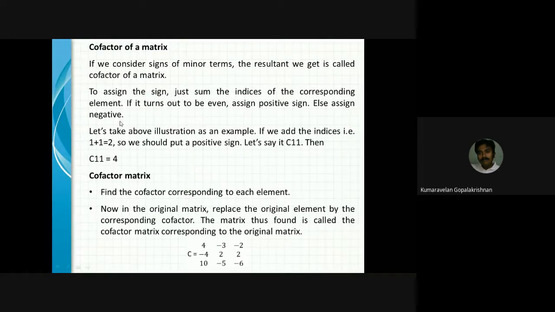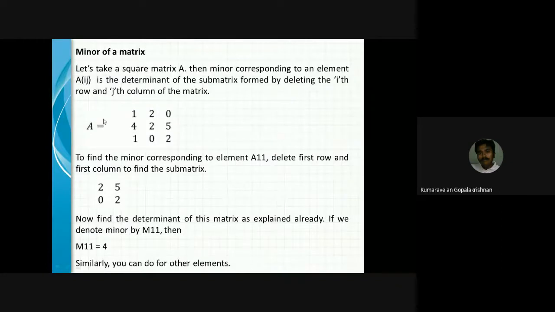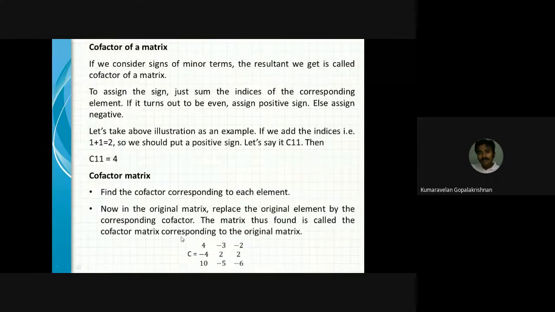I will explain with an example. Don't worry, I'm going to take the same example. Here we find the minor for the element 1, which is 2. What are its indices? The indices are 1, 1. Now add the indices: 1 plus 1 is 2, and 2 is an even number. So for the cofactor of this matrix A, I assign only a positive value, plus 4. So the cofactor matrix C holds the value 4.